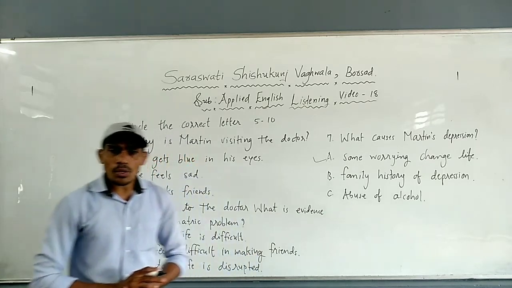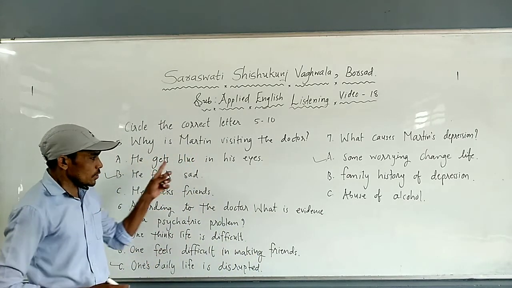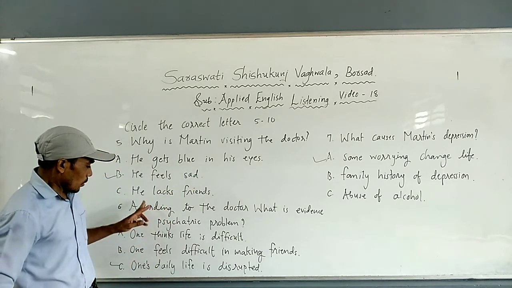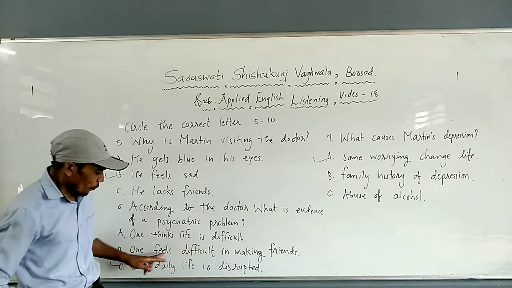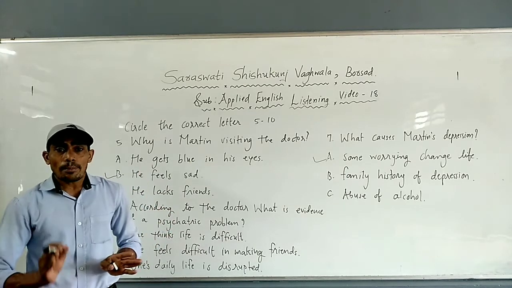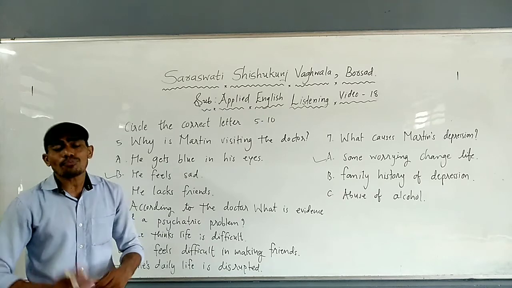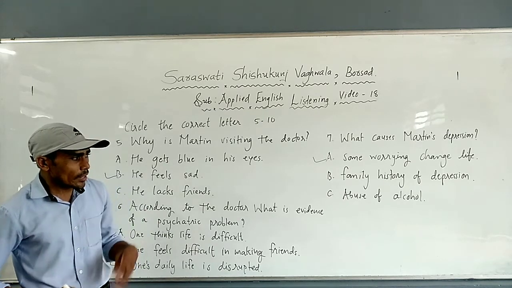What you need to do? There are a lot of options that can be given. You can hear he gets blue eyes. Okay, blue in his eyes. Then one's daily life is disrupted. One feels difficult in making friends. Students, a lot of options are being said, but whenever you get the correct option, it is merely emphasized. So you need to listen to it very carefully, then you get the correct answer.